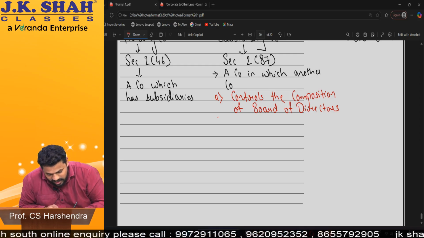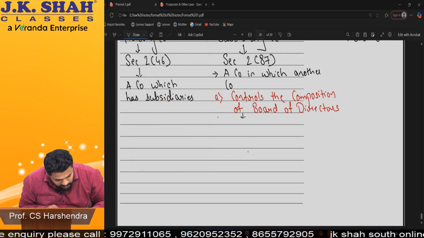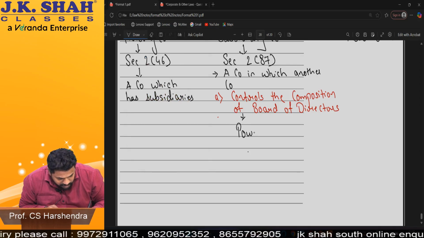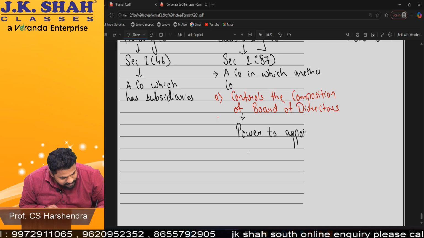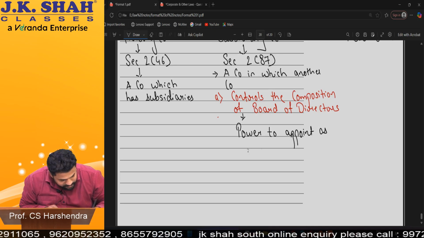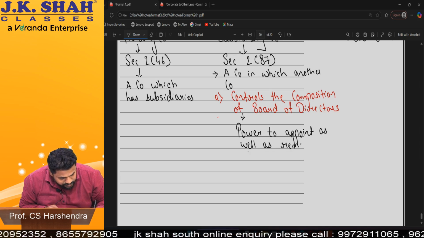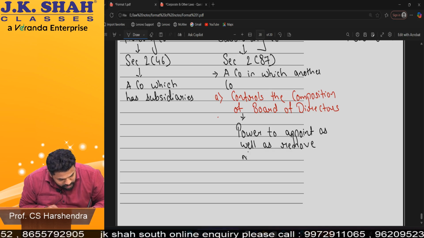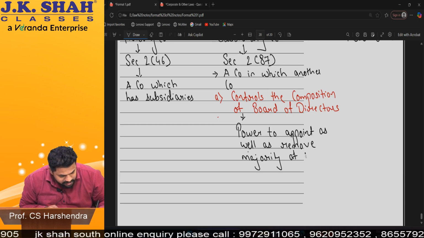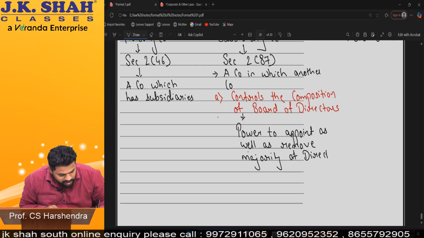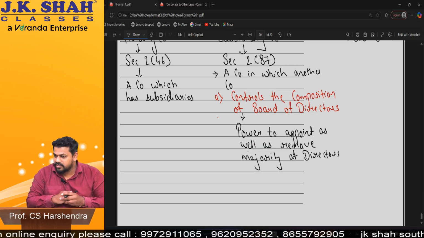So I'm writing here: what do you mean by controlling the composition of board of directors? It means power to appoint as well as remove majority of directors. How many directors, beta? Majority or all, but which majority is written, what is given.